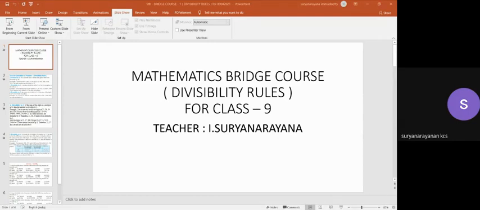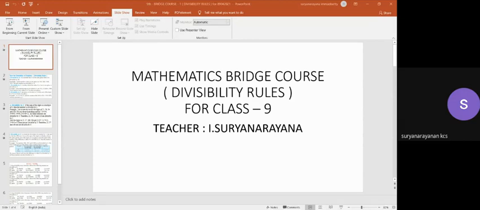Do you remember the divisibility rule by 2? Anyone, my dear children? How can you say a number is divisible by 2? Sir, even numbers are always divisible by 2. Yes, very good. The numbers which have 0, 2, 4, 6, or 8 in the ones place. See here, tests for divisibility of numbers. These are also called divisibility rules.